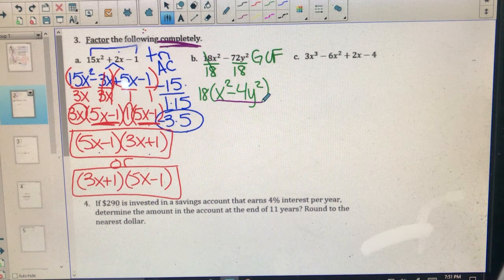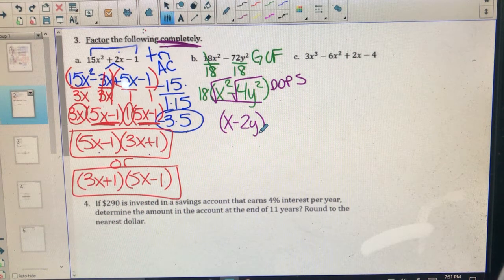It has two terms, and if you notice, it does follow my DOPS, or my difference of perfect squares, criteria. It is subtraction, which is what the difference stands for, and those are both perfect squares. So to do DOPS, I start by taking the square root of each of those terms, and I bring them down. So the square root of x squared is x, and the square root of 4y squared is a 2y.